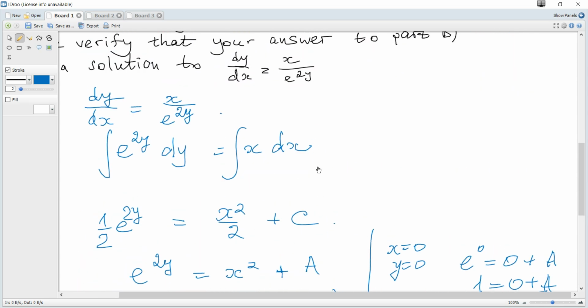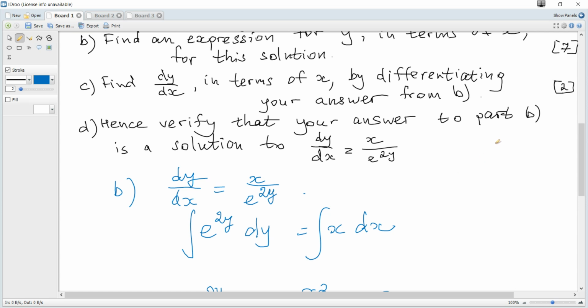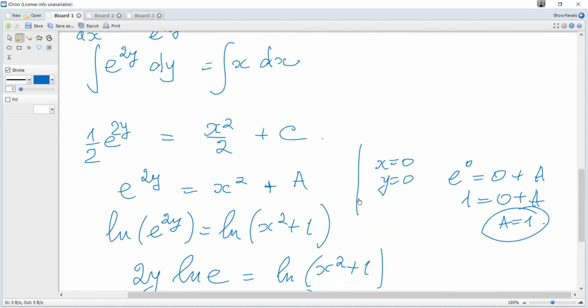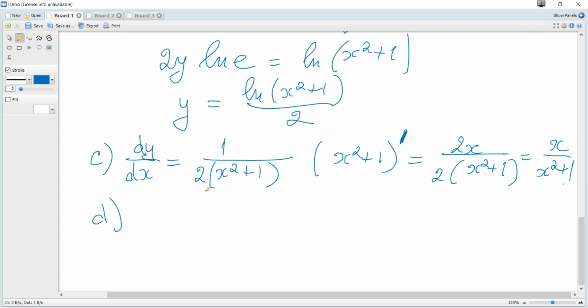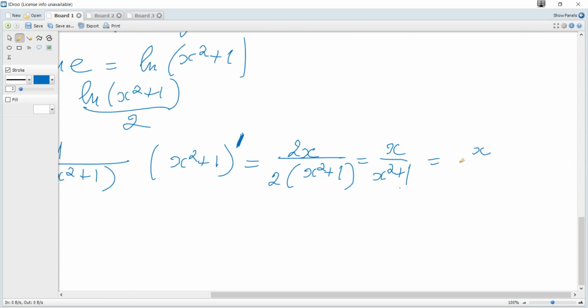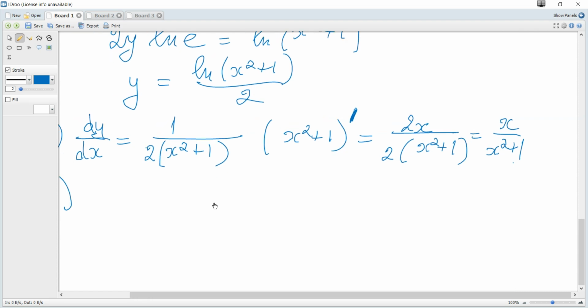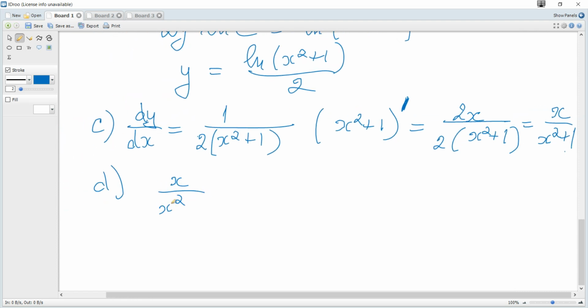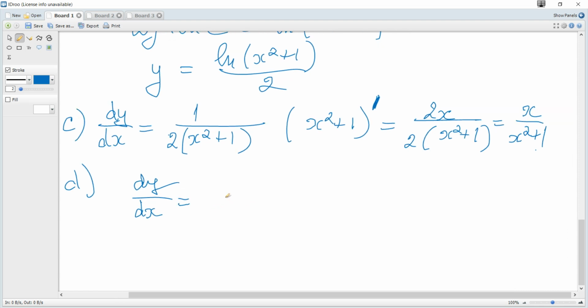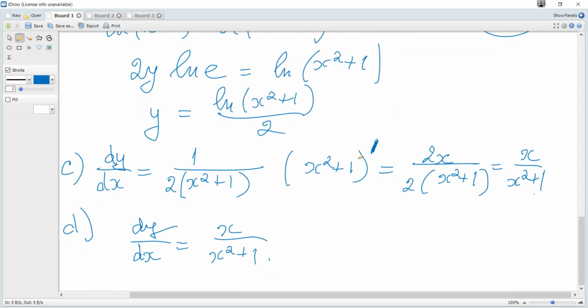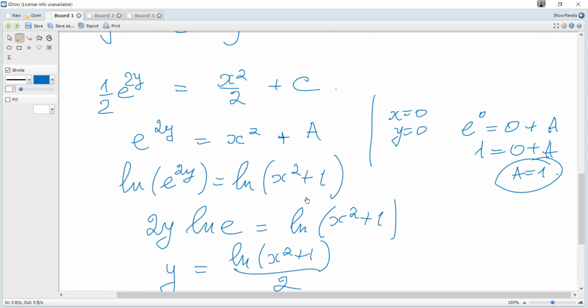The next. Hence verify that your answer to part b is the solution to dy over dx is x over e to the power 2y. What does it mean? It means that we need to show that this dy over dx, in terms of x only, is equal to x over e to the power of 2y. And how to do that? Let's just rewrite the previous result: dy over dx is x over x squared plus 1. So you can deduce that we need to show that x squared plus 1 is e to the power of 2y.